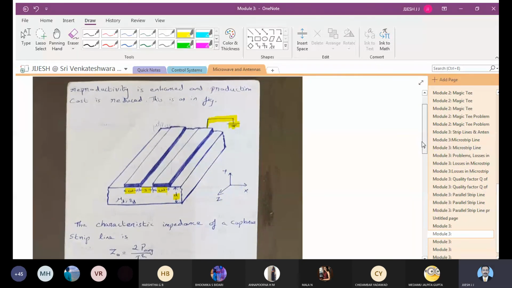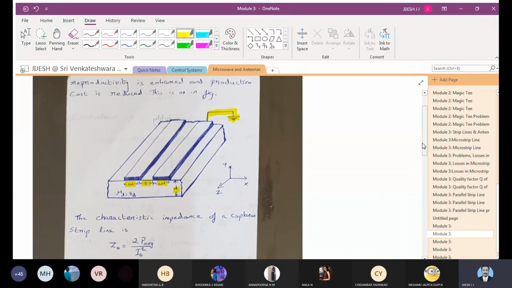So we'll stop at this figure, and we will continue further in the next class. So you can just note down this figure. Then we will wind up the meeting today. So all of you note down this figure.